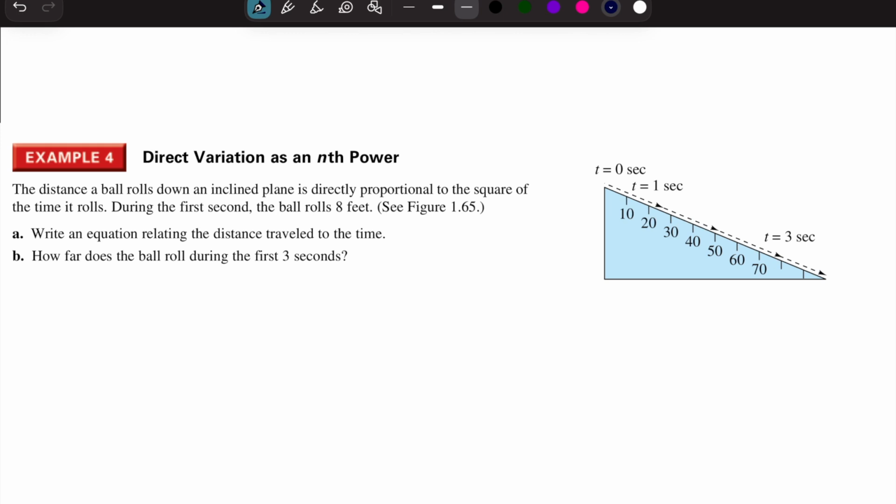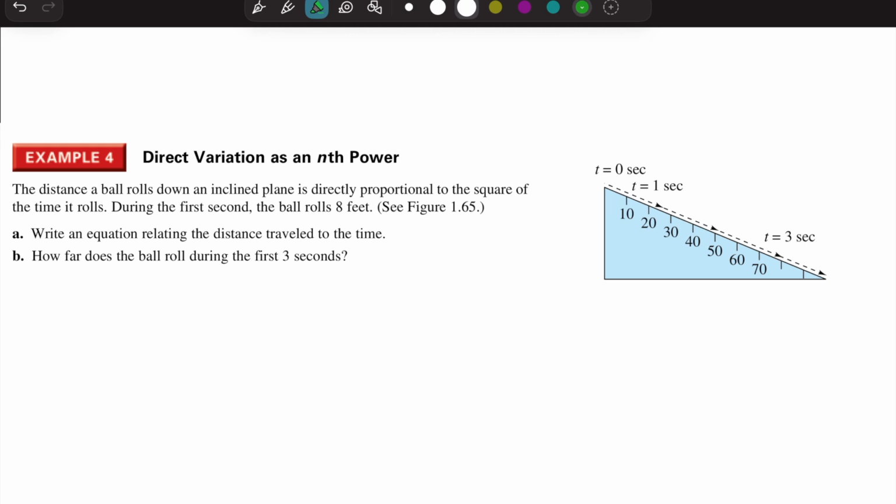All right, so direct variation as an nth power works the exact same way. It's just that our second variable is going to have some power on it, okay? So it's still in the y equals kx form. It's just x might have a power on it. Let's try one example of that.